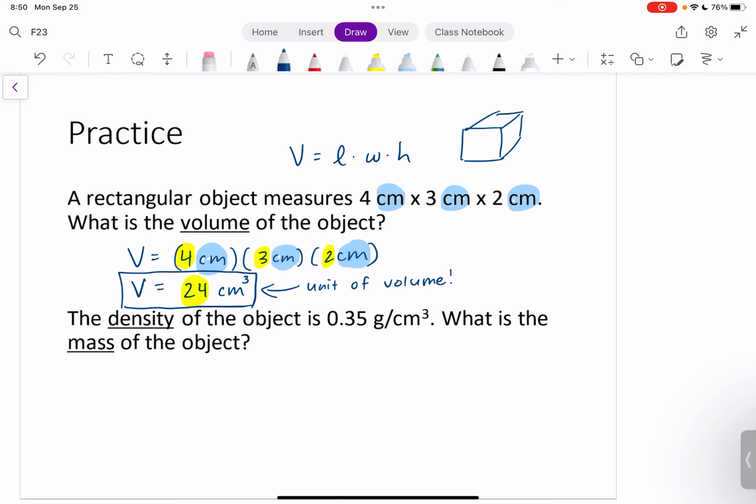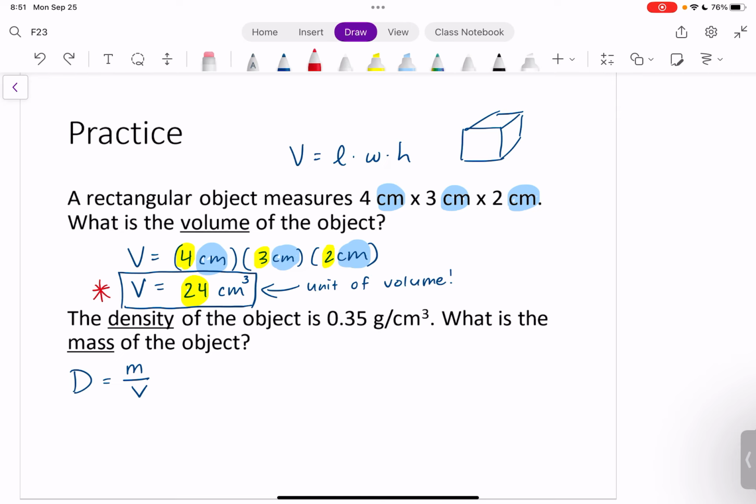But I'll always ask for the units that I want, and then your job is to try to get your answer to be in those units, right? All right, so we know the density. So let's go ahead and write our density equation. Density equals mass over volume. So we just solved for the volume of our rectangular object, right? That's here. So we'll plug that in over here.